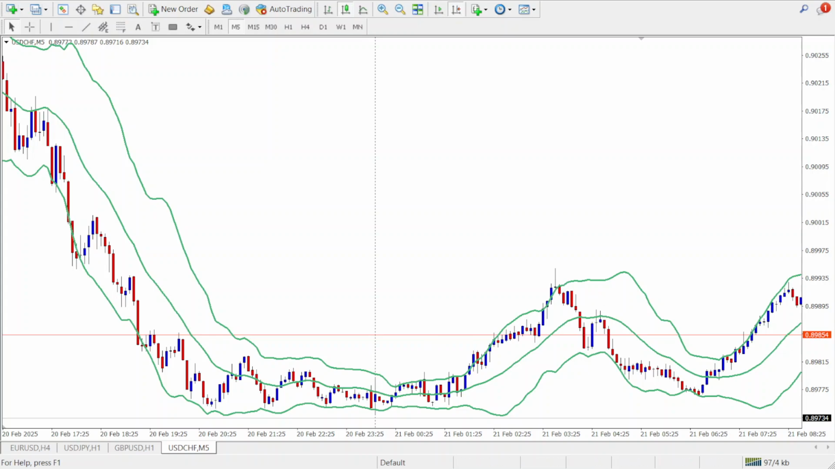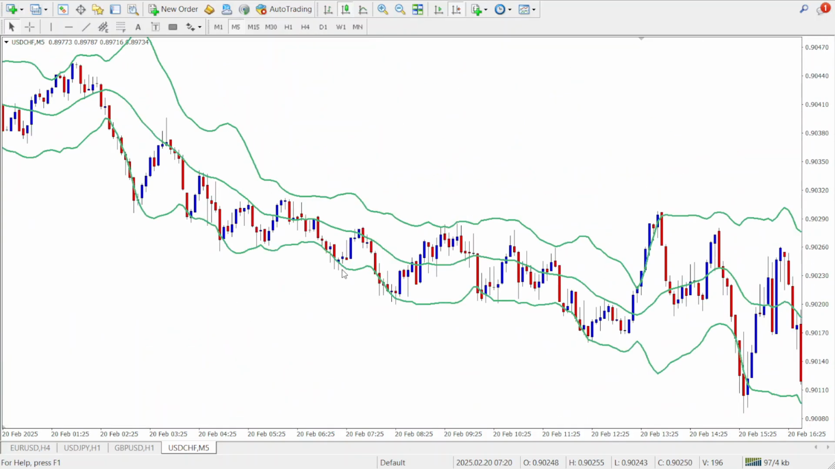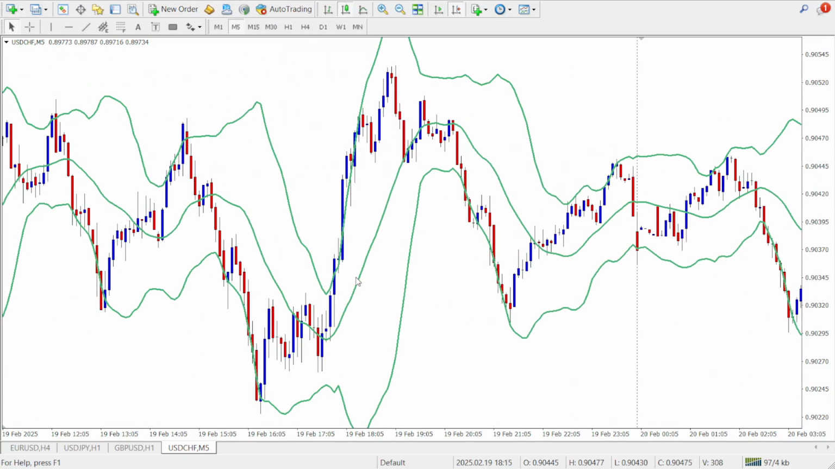All right. Now, another powerful strategy is using Bollinger Bands for reversal trading. When the price moves toward the upper or the lower band and starts to reverse, this could indicate that the market is overbought or oversold and is likely to change direction. So here's how to implement this strategy. You wait for price to reach the upper band or the lower band.